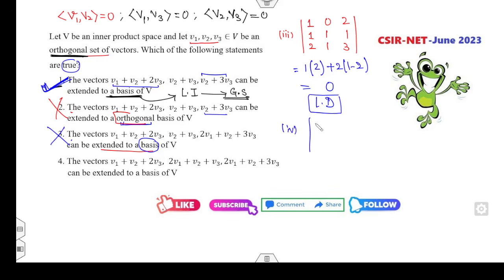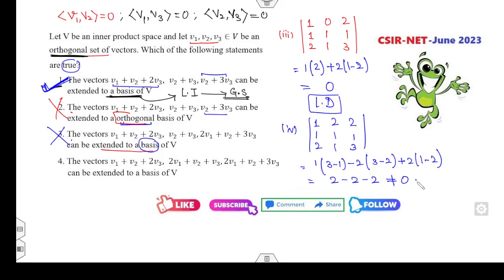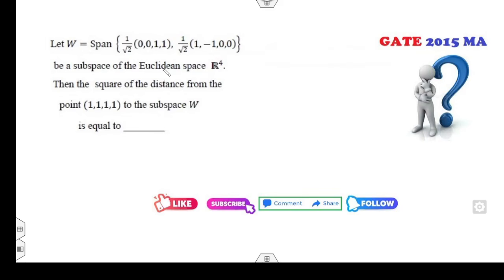Fourth option. 1 1 2 2 1 1 2 1 3. So find its determinant. 3 minus 1 minus of 2 3 minus 2 plus of 2 1 minus 2. So that number is 2, minus of 2, which is non-zero. That means the given set of the vectors are Li. So once they are Li, yes, you can extend them by using the Gram-Schmidt process. A and D are my right answer of the problem. Okay, look at this another one.